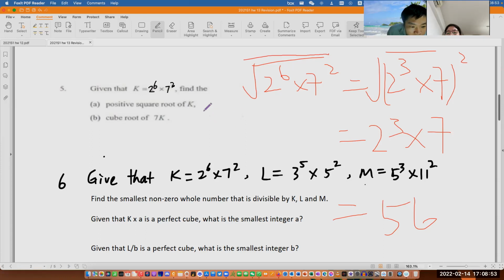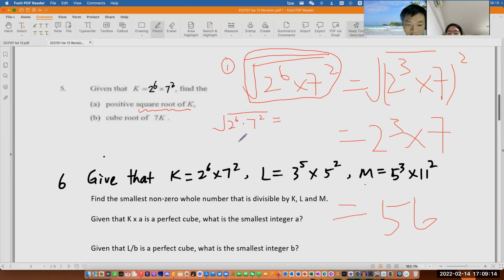Meaning over here they ask you for the square root of k, right? So over here, your first step is correct. You show that you want to square root this item, and when you square root this item, there are two ways to do this. So I show you my way first. I use a dot to represent the times.